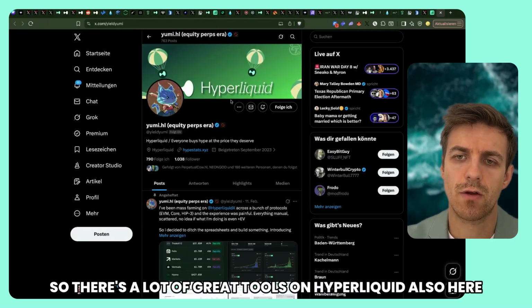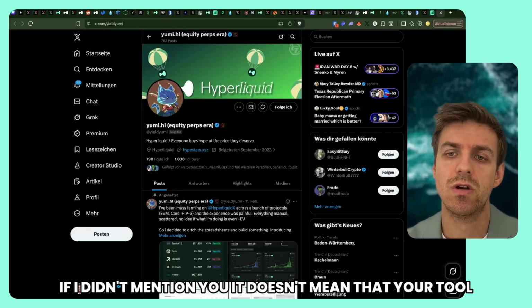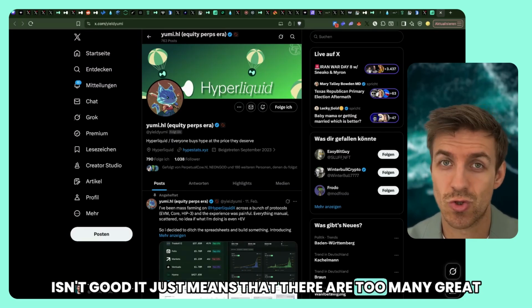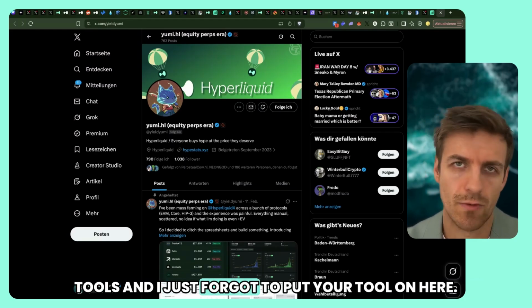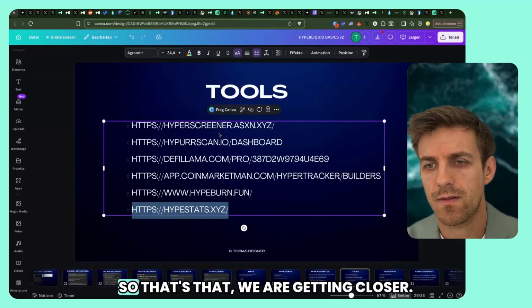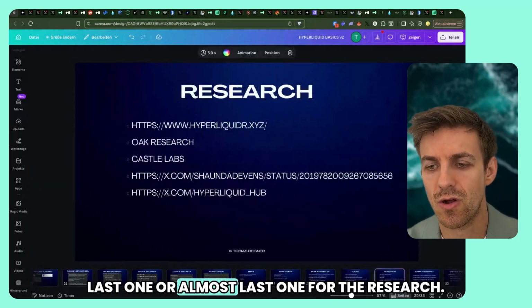So there's a lot of great tools on Hyperliquid. Also here, if I didn't mention you, it doesn't mean that your tool isn't good. It just means that there are too many great tools and I just forgot to put your tool on here. Feel free to pitch your tool in the comments below this video. So that's that. We are getting closer. Last one or almost last one.